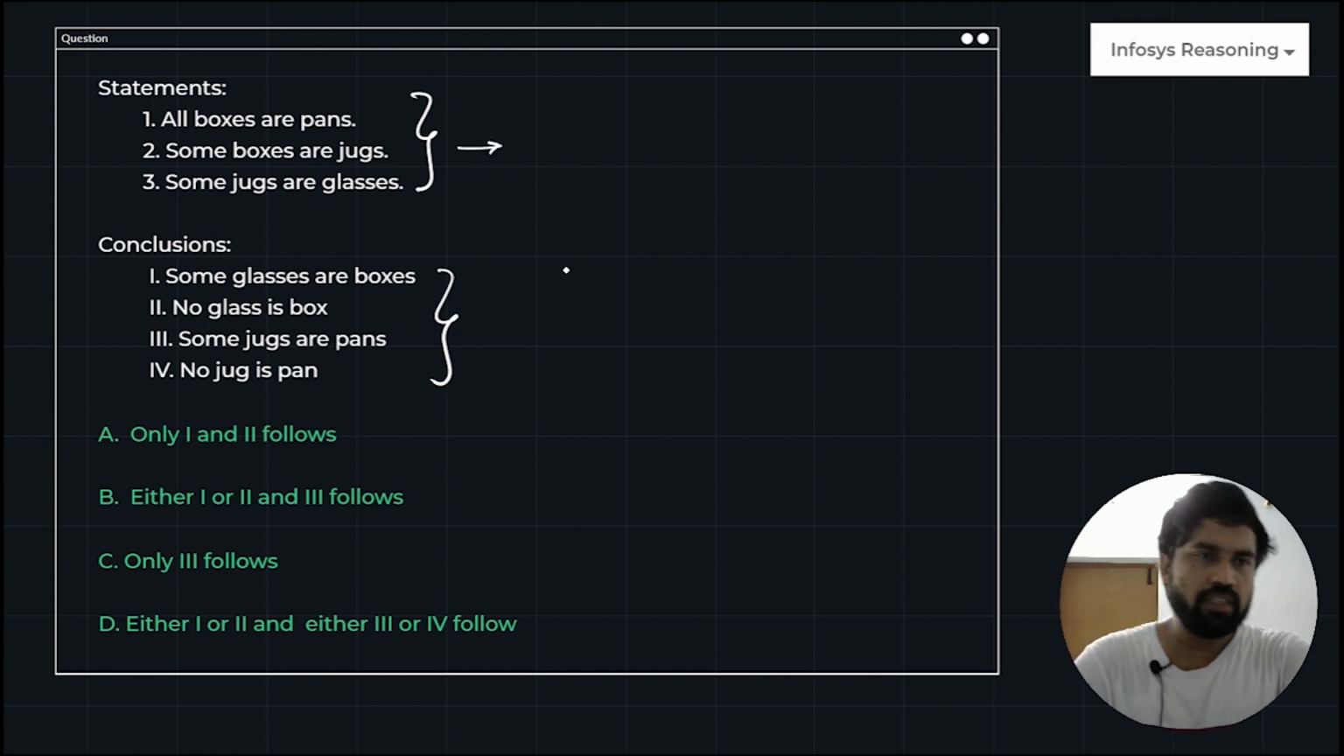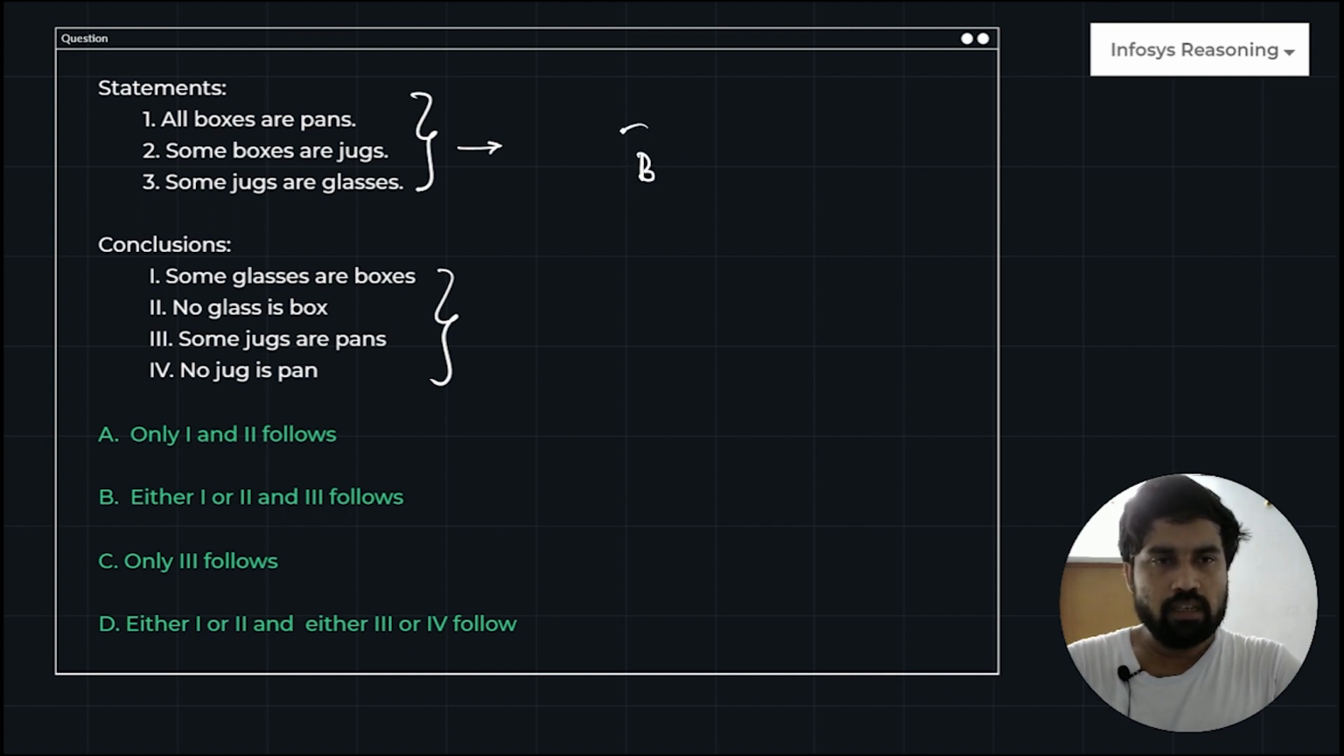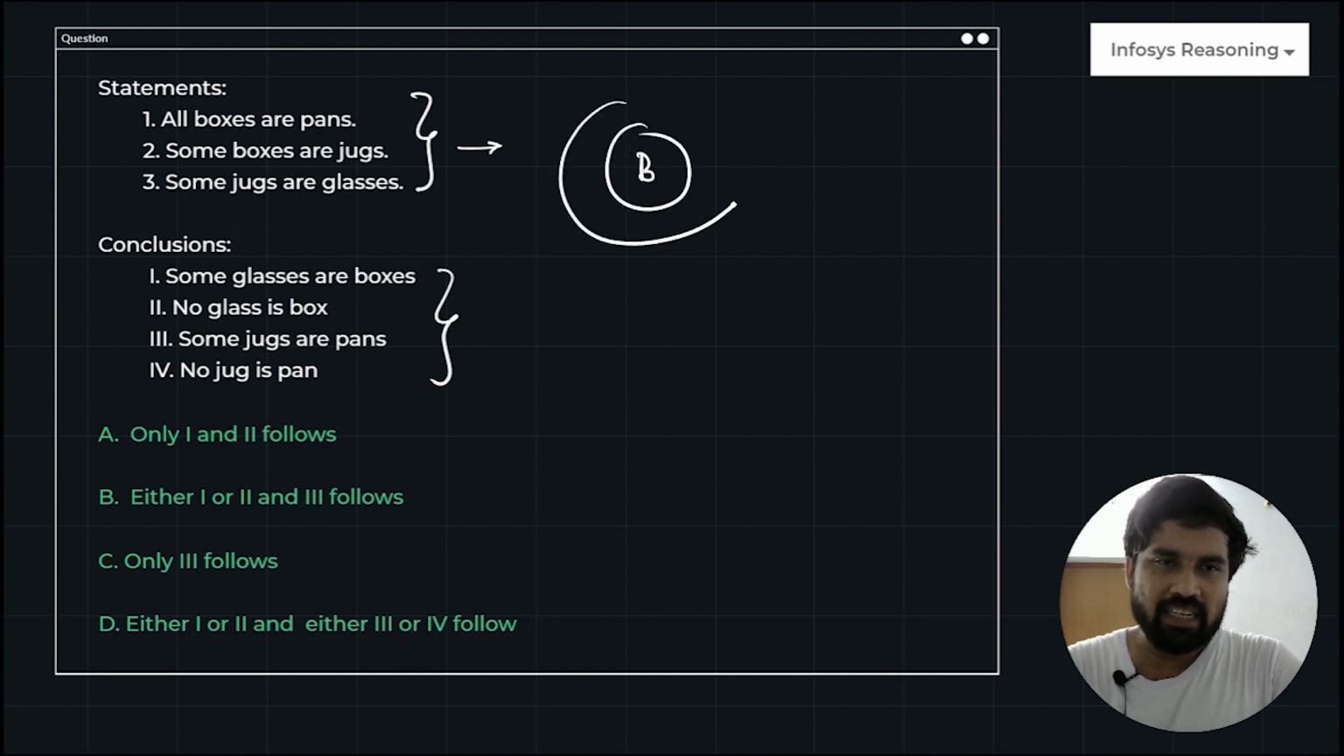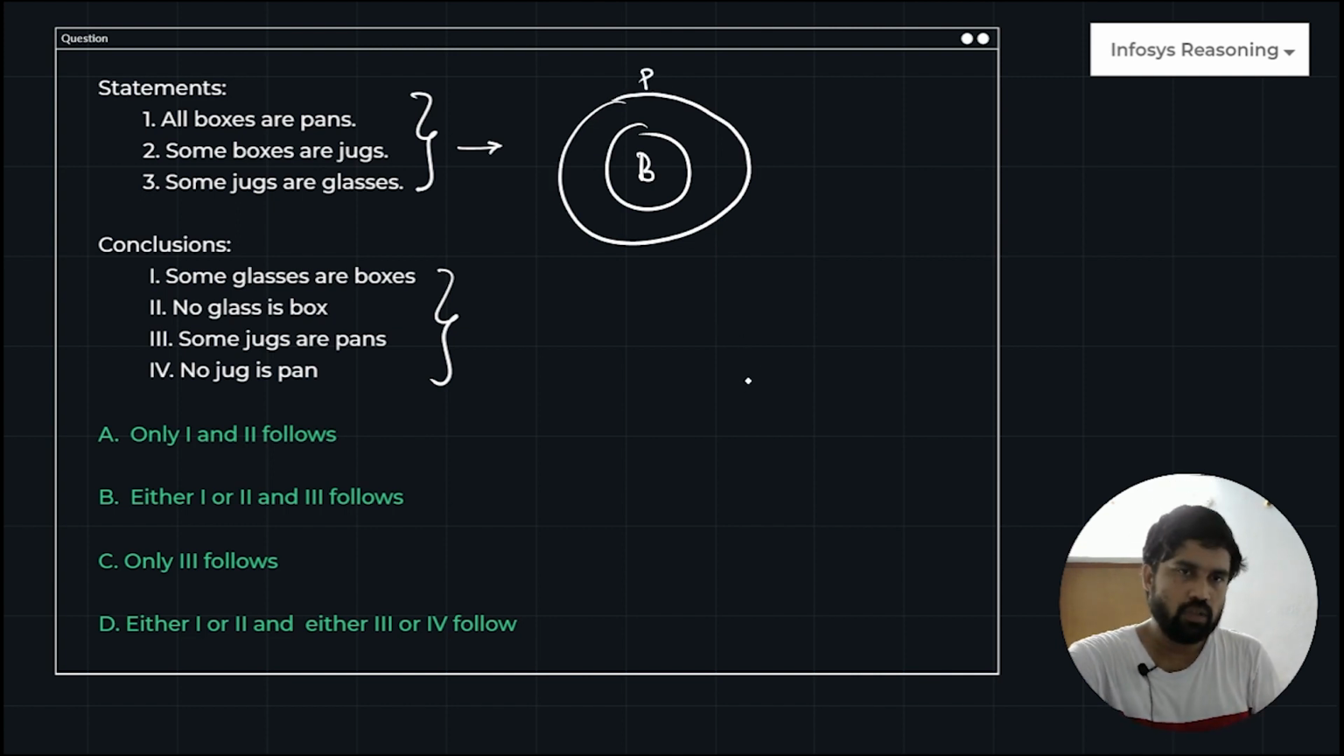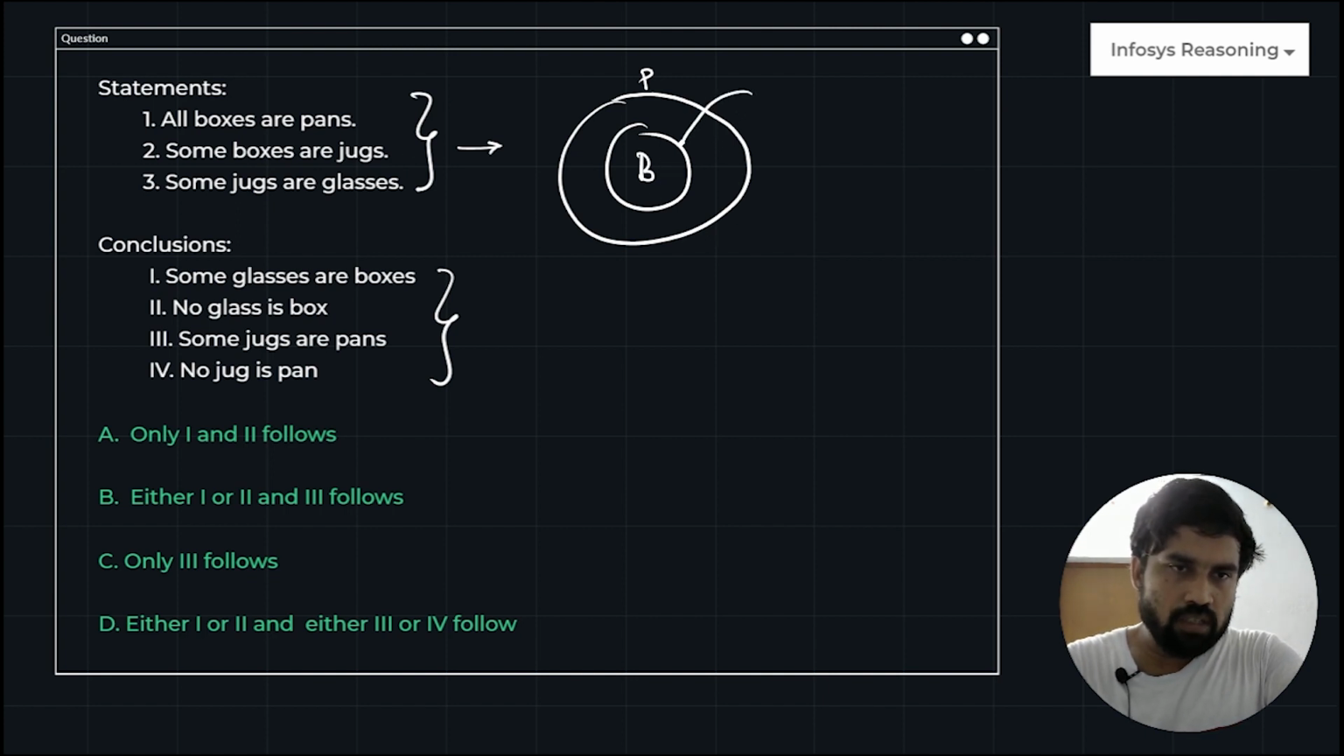I'm drawing the picture. Just carefully look at my diagram design here. All boxes are pans. All boxes are pans is nothing but all boxes need to be under the pan set. This is how we will draw all A-R-B related problems. Just look at the next one. Some boxes are juice. Some boxes, which is nothing but B. So some boxes are juice.